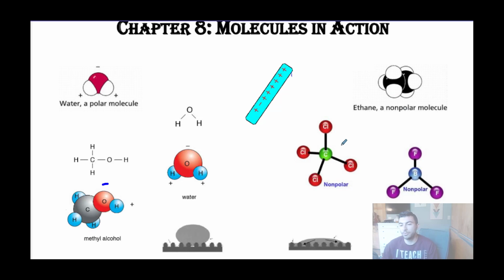Ethane, as an example, or CCl4 or BF3 would be examples of nonpolar molecules, because those molecules don't have one end that's more positive or one end that's more negative. There is no charged end associated with those molecules, hence the term nonpolar.